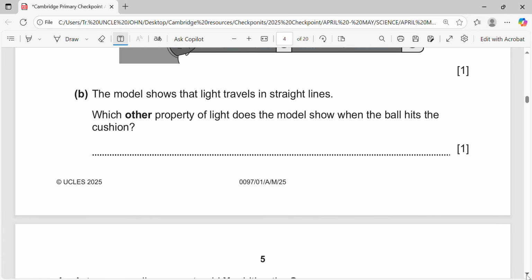The model shows that light travels in straight lines. Which other property of light does the model show? When the ball hits the cushion, that is reflection.